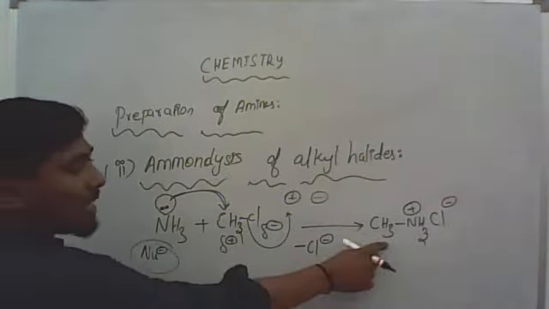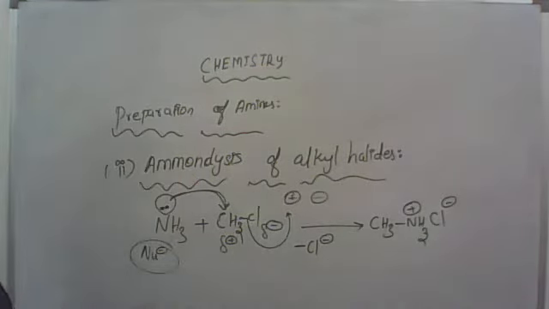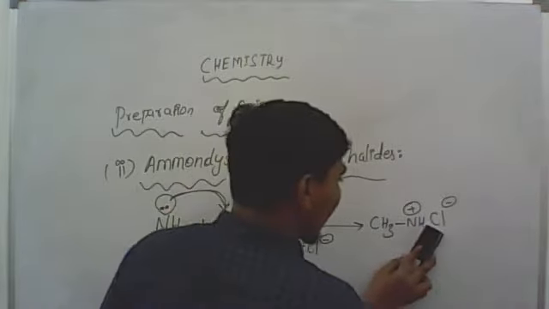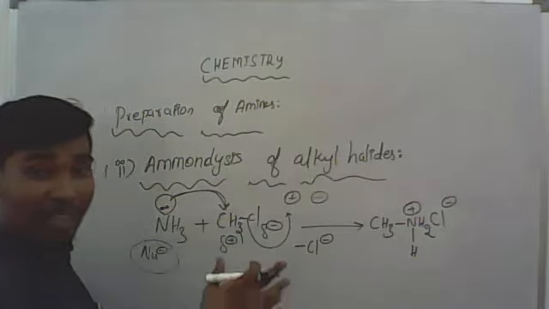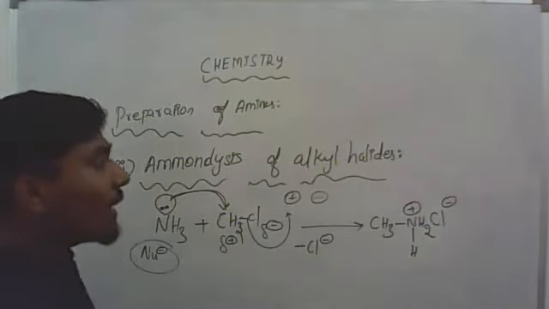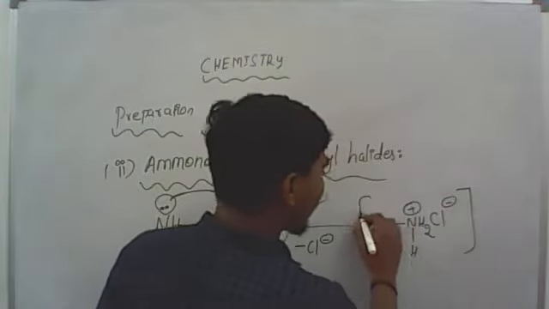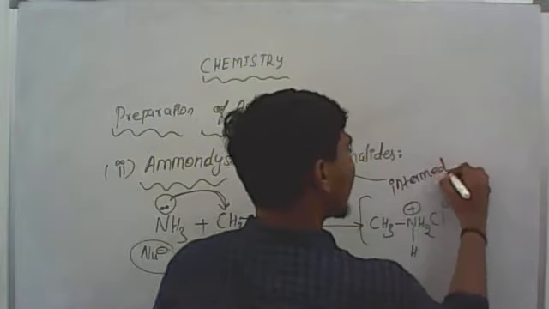So CH3NH3Cl. For my convenience, I am writing the NH3 group like this. So it is a reaction intermediate.